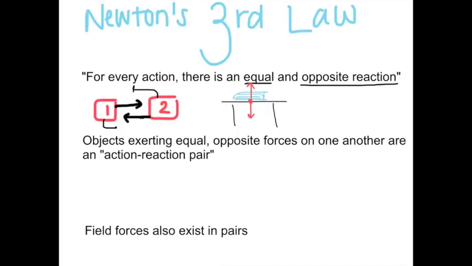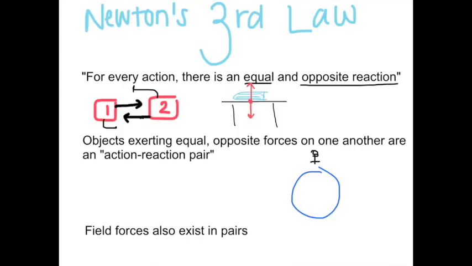So objects that exert equal and opposite forces on one another, such as blocks 1 and 2, or the book and the table above, are known as an action-reaction pair. And it's important to keep in mind that action-reaction pairs do not always have to be contact forces. Field forces, such as the force of gravity on the Earth, can also exist in pairs. Let's look at how that works a little more.